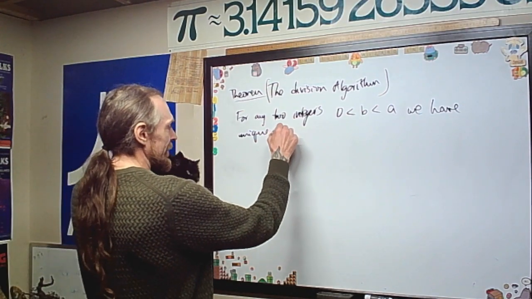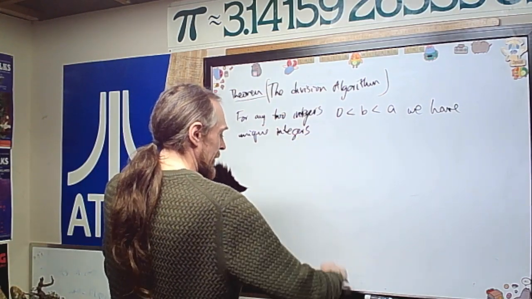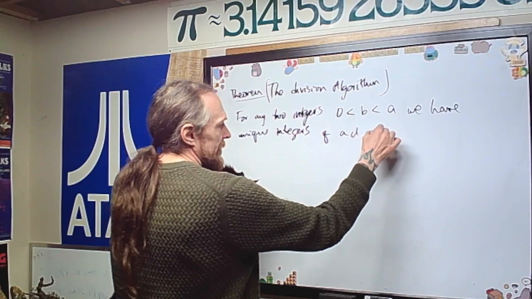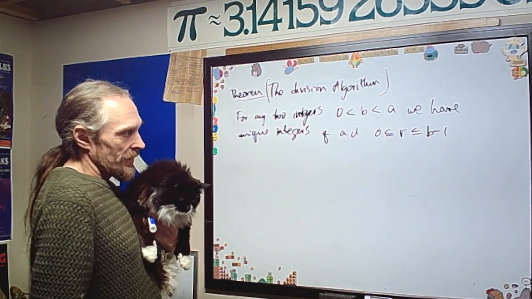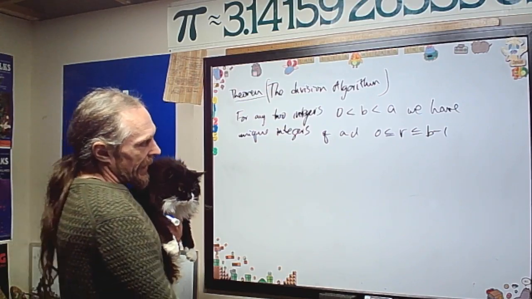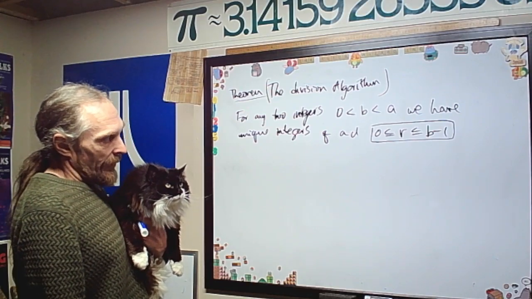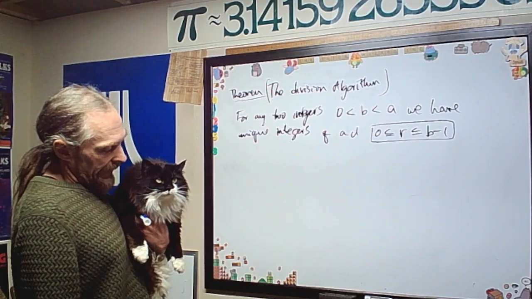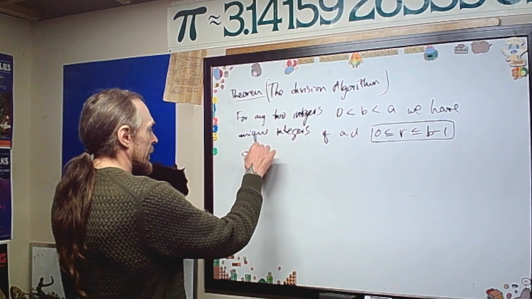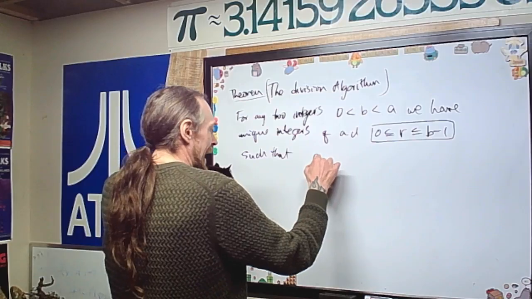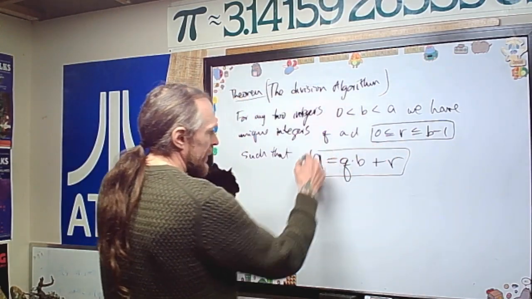We have unique integers Q and R, let's do Q first, and 0 is less than or equal to R is less than or equal to B minus 1. Notice that those are the remainders. Those are going to be our decimal digits, such that, and this is the uniqueness part, if you make the remainder negative, you can have infinitely many remainders, but there's a unique one which is positive and less than B, right? Such that A is some multiple of B plus a remainder. This is the division algorithm.